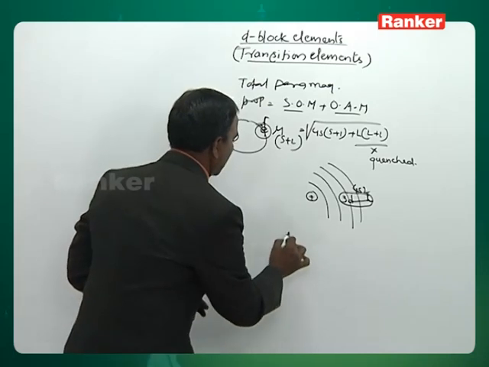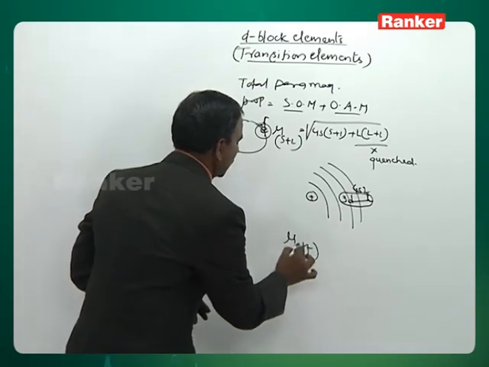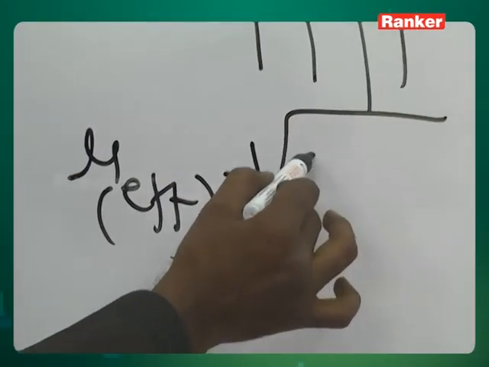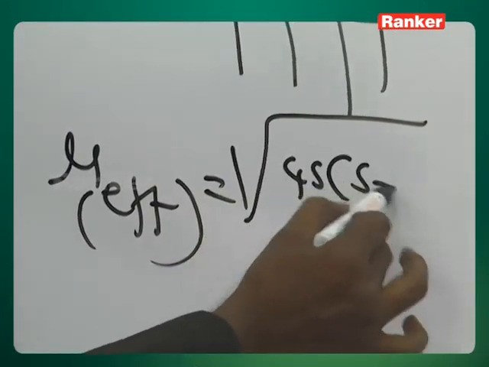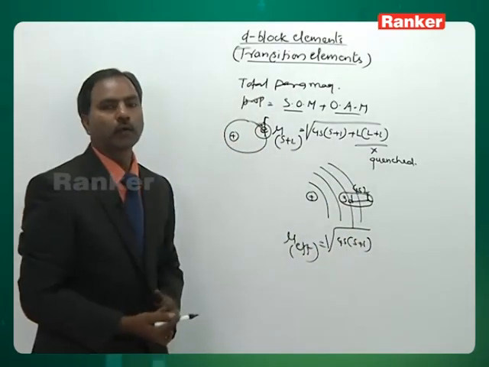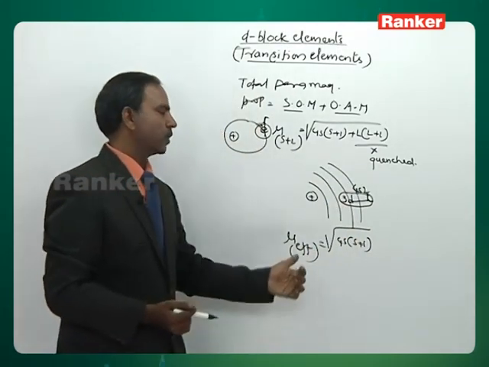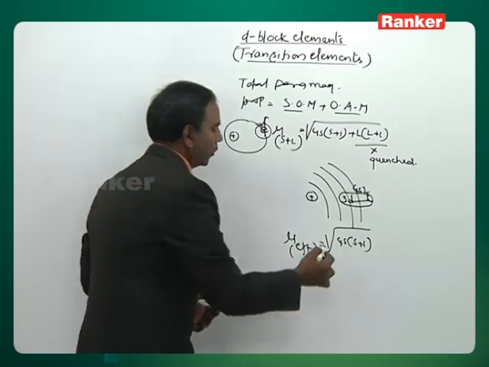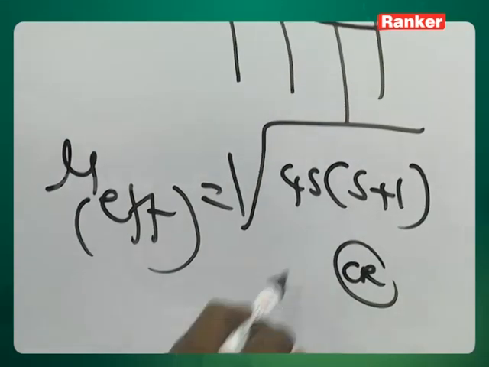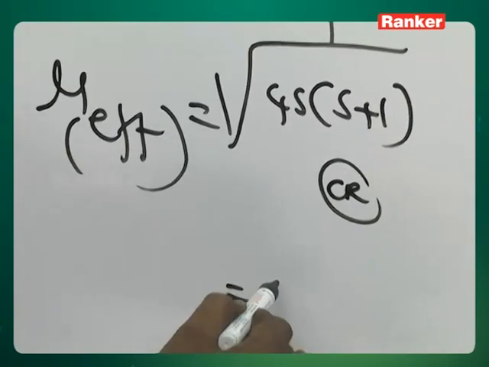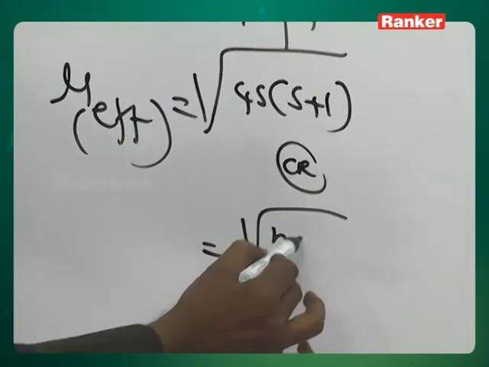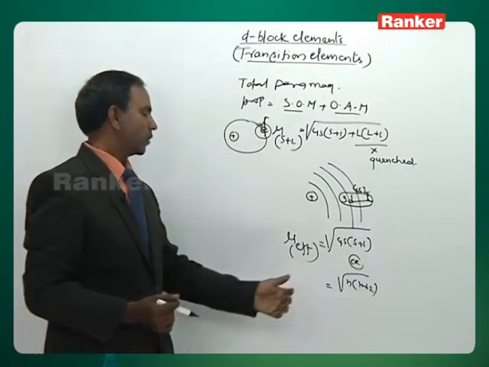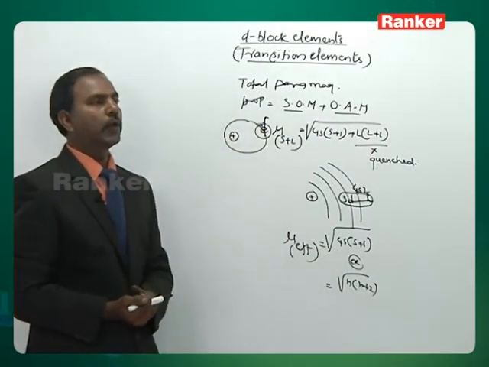Therefore, we can now write mu effective. Mu effective is equal to only half of the equation I am taking here, that is under root of 4S into S plus 1. Under root of 4S into S plus 1 is enough. The same equation generally you also know, and you use one more equation in addition to that. Mu effective is also equal to under root of n into n plus 2.